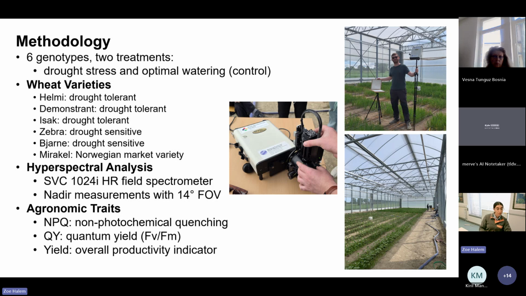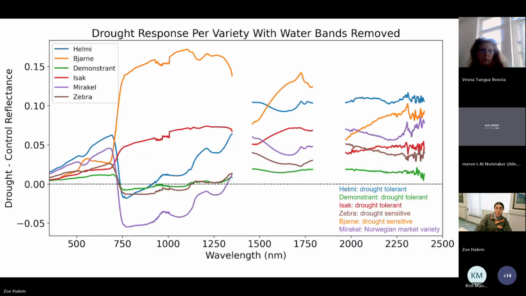We also looked at quantum yield, or QY, which is a parameter for assessing the maximum photochemical efficiency of photosystem 2. This is another indicator of plant health under stress. So under stress conditions, we'd expect the QY value to decrease as photosynthetic efficiency is declining. And lastly, we just compared it to yield, which is the overall productivity indicator. Again, like quantum yield, we expect that reduced photosynthesis is going to lead to a decrease in overall biomass.